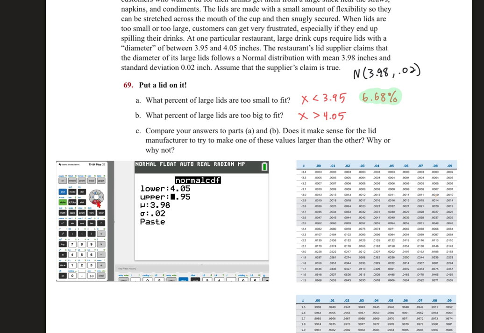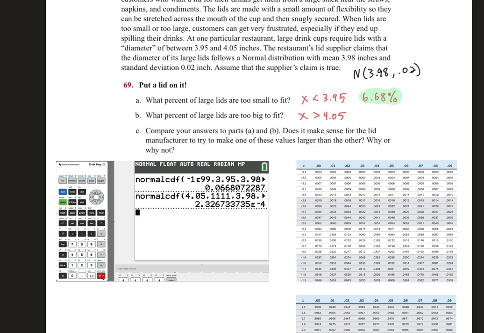Okay, upper, just a big number, just maybe a bunch of ones. Okay, and then same mean and standard deviation as before. Okay, so this is 10 to the negative fourth. So let me write that kind of like you're used to. So that is 2.327. Let's just say 2.33, and this is times 10 to the negative fourth.